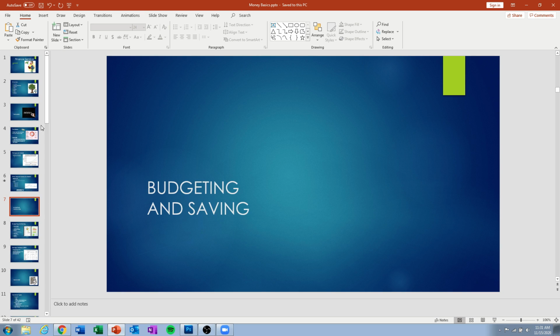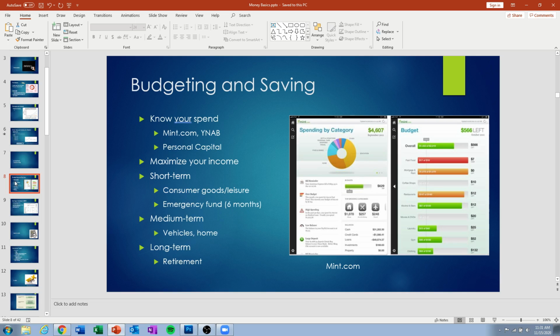Next little subject here is budgeting and saving. This is really core, and I think this is just enjoyable, honestly. So essentially, you should know what you spend your money on and where it goes.